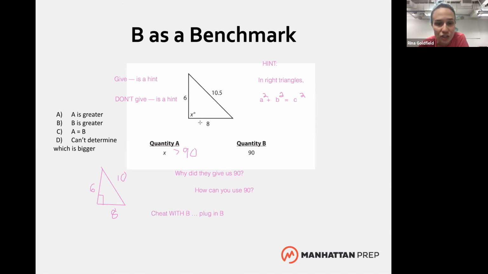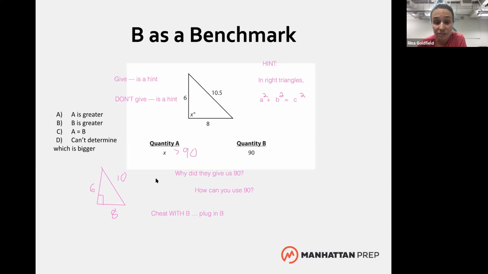So we can kind of picture that. If X were smaller, that 10.5 length would be smaller. But since 10.5 is longer than 10, that means we've opened up our triangle even more to fit it in. We went from having that 90-degree angle, then opened up a teensy bit more to get that extra 0.5 length in there. So that means whatever X is, it has to be greater than 90.